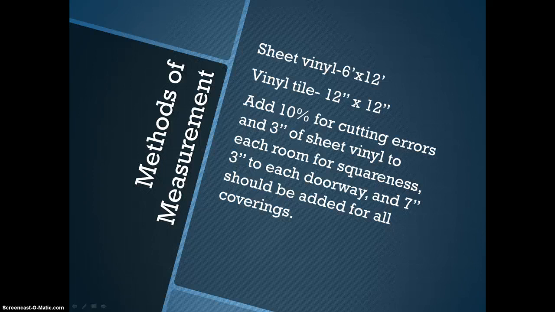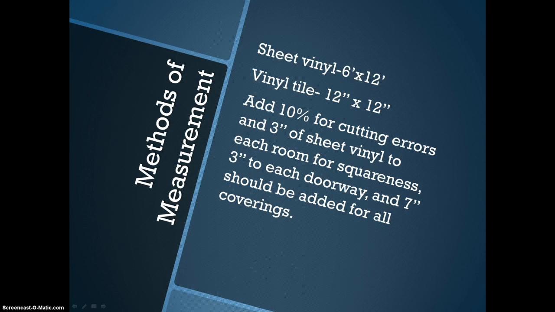To find the amount of flooring needed, you must know the square footage of the floor: multiply the total length and the width together in order to get your square footage. For vinyl tile, you need to divide your total square footage by the size of the tile in order to know how many pieces of tile you need.